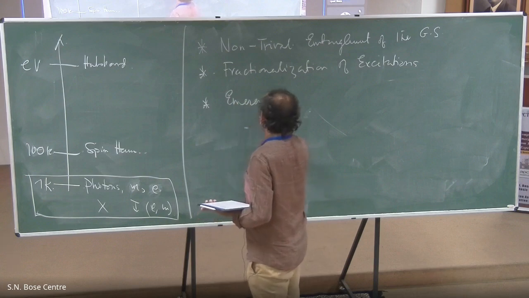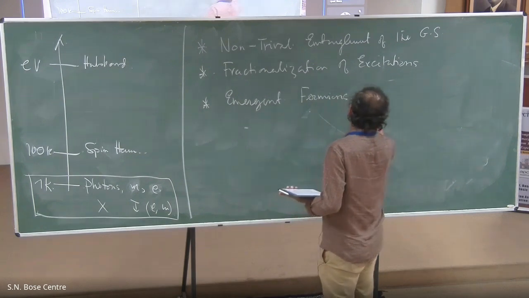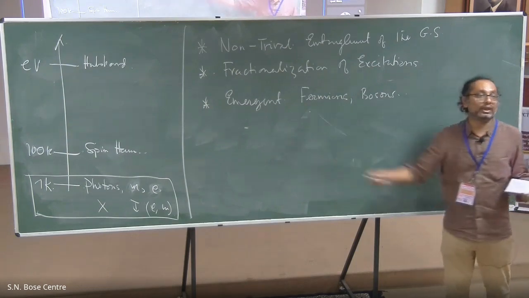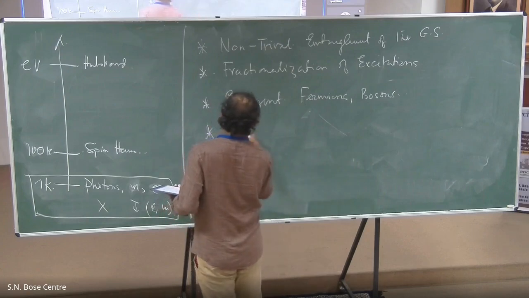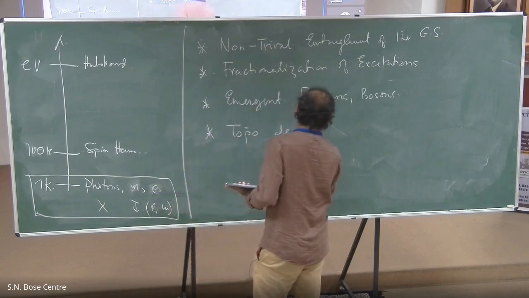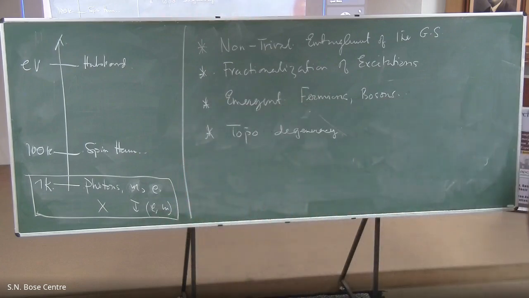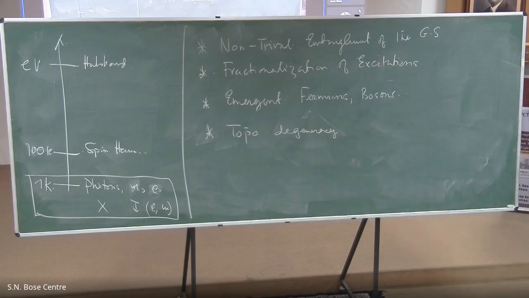Emergent fermions, bosons, and whatnot. Okay. So we saw a fermion emerge at low energy. Possibly topological degeneracy. These are the features that any low energy theory, starting with the main theory, needs to account for. And each of them is very different from, and I keep harping on the same point, very different from this Landau-Ginzburg-Wilson theory of the time.